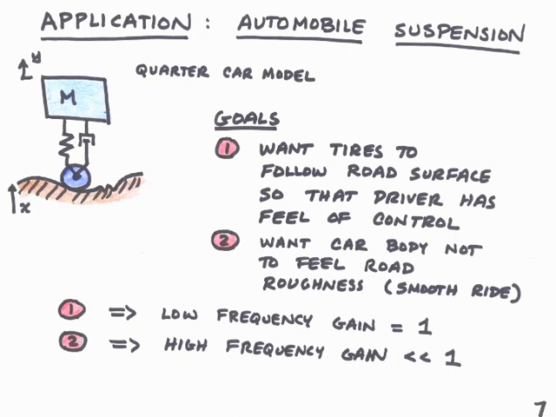But then we don't want the car body to feel the road's roughness. So that means at high frequency, we want Y to ignore X. That is, the vibration X should not pass through to the car body vibration Y. So number 1 means that we want the low frequency gain of the system to be 1, so that the car body follows the road for low frequency inputs. And number 2 means we want the high frequency gain to be very small, so that the car body does not excessively vibrate in response to the roughness of the road.